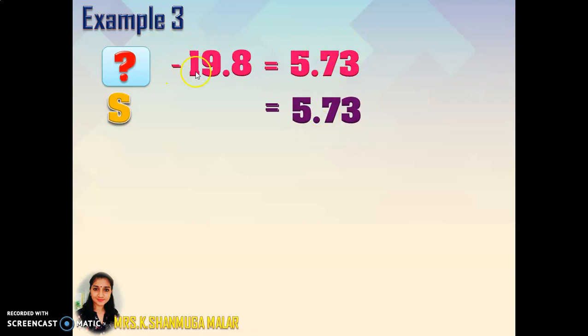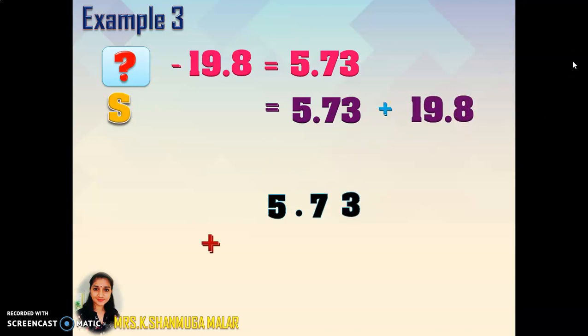first. Then this minus, when we go here, it will turn to plus. When minus goes over there, it will turn to plus. So we write the plus and bring the 19.8 over here. Next, we solve 5.73 plus, before we write the number, we must, yes, place the decimal, then write 19.8. Here we don't have any number, so we can place 0.